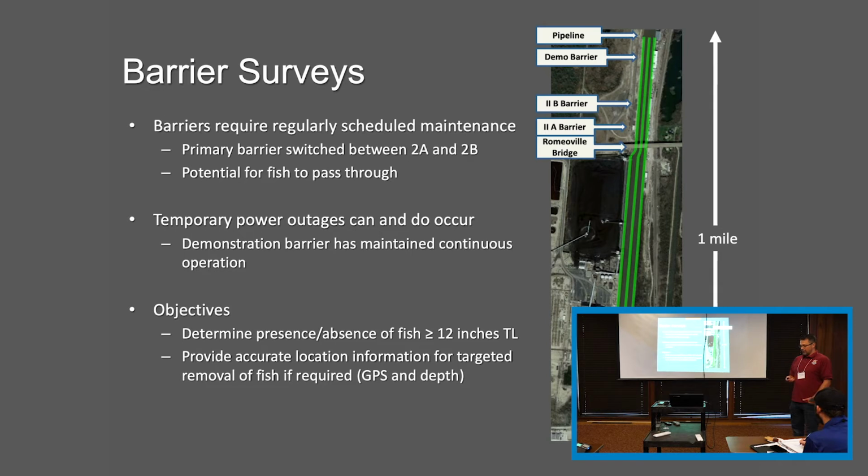So again, we don't necessarily need community data to be looking for these large fish, which doesn't necessarily mean that they're Asian carp. It's just giving us more information with the high risk. We want to be as conservative as possible. Outside of that, we're providing accurate location information for possibly targeted removal if that's warranted, so we're getting both accurate GPS and depth information off of these fish.